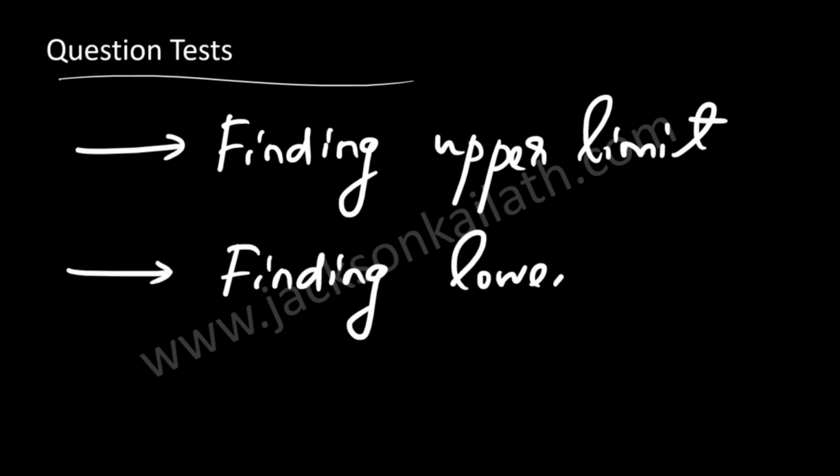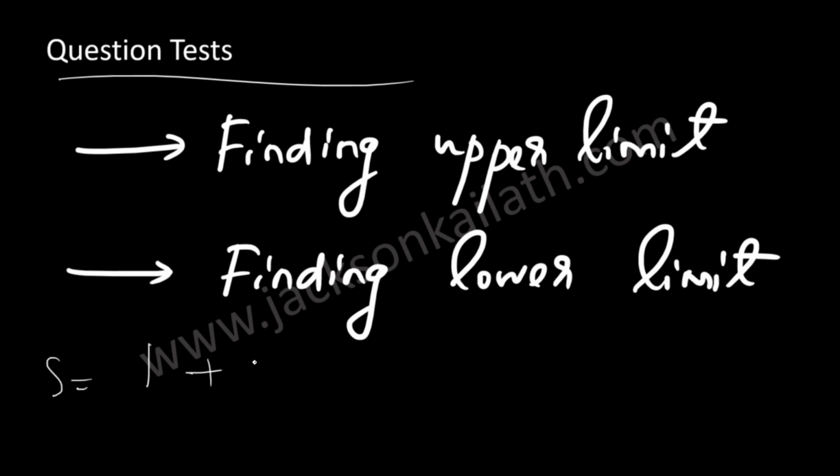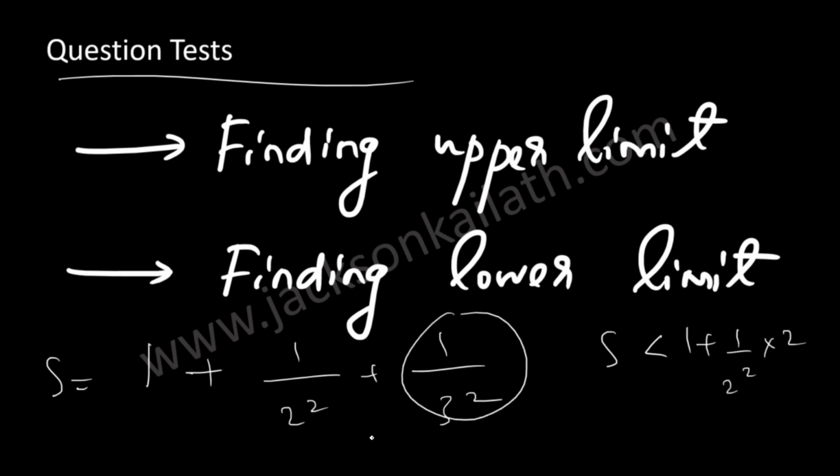Now let's see what is being tested in this question. This question is based on finding the upper limit and lower limit of an expression. So remember, what is it that we have done? Let's simplify it. If s was equal to 1 plus, let's say, 1 by 2 square plus 1 by 3 square, I can definitely say that s is less than 1 plus 1 by 2 square into 2, by replacing this value with 1 by 2 square. So this is what we have applied.